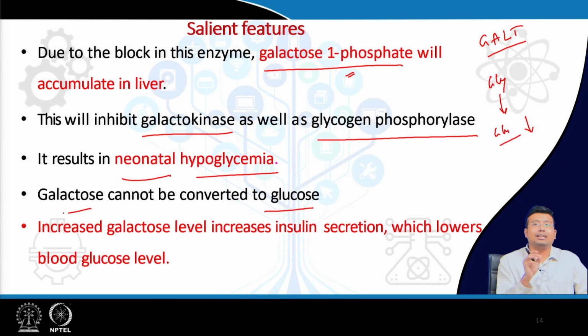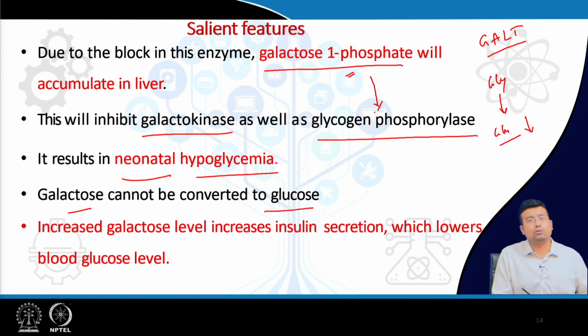Remember again, if you see an "explain why" type of question, why there is neonatal hypoglycemia in galactosemia, this is the answer. Galactose 1 phosphate accumulates and it inhibits glycogen phosphorylase. There is inhibition of glycogenolysis, and this leads to neonatal hypoglycemia.